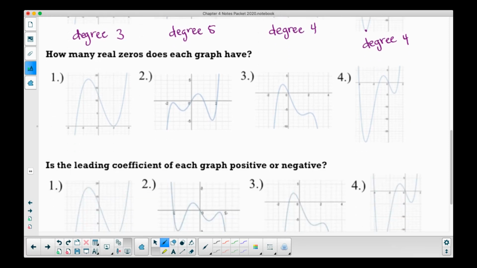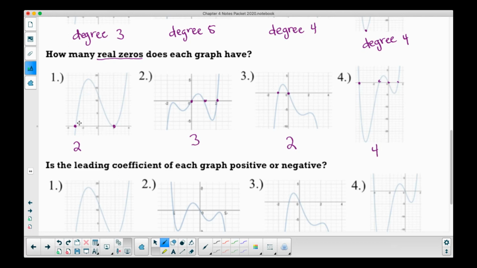How many real zeros does each graph have? Okay, real zeros, those correspond to real roots, x-intercepts, that fun stuff. So if we look here, 1, 2. So this has 2 real zeros. And then if we look here, this graph has 1, 2, 3. 3 real zeros. 1, 2. 2 real zeros. And then this graph has 1, 2, 3, 4 real zeros.